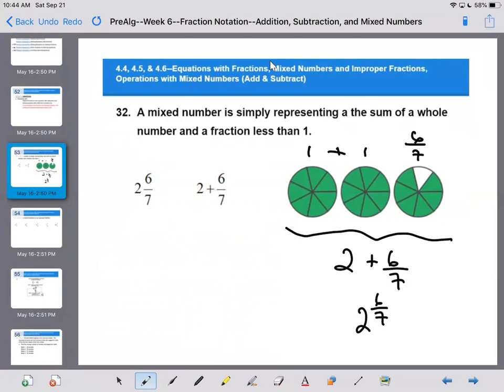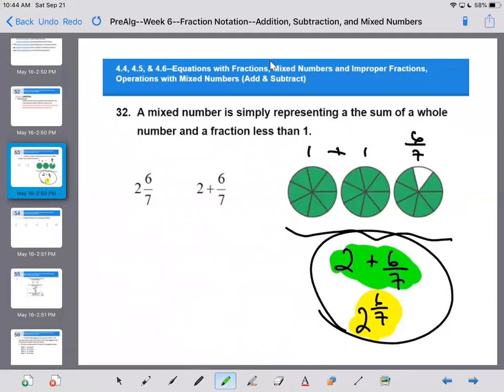And both of these are correct. So it doesn't mean that it has to be written the way that you see highlighted. This method is fine as well. However, that's the most common method that you're going to see with mixed numbers.